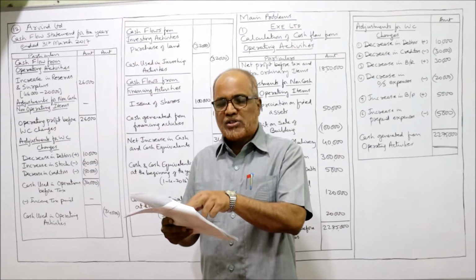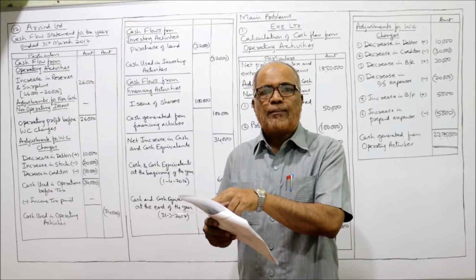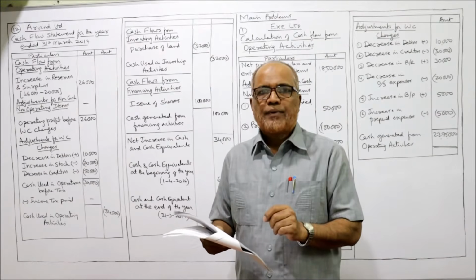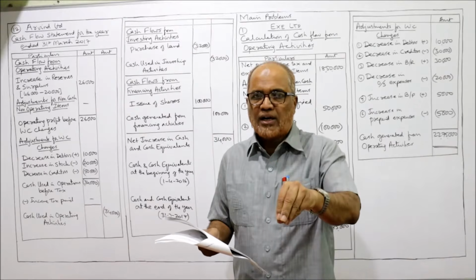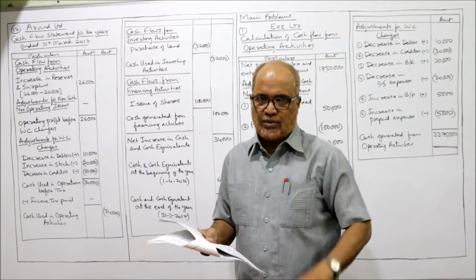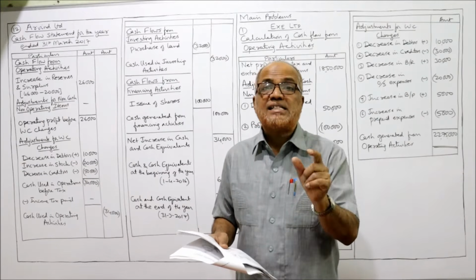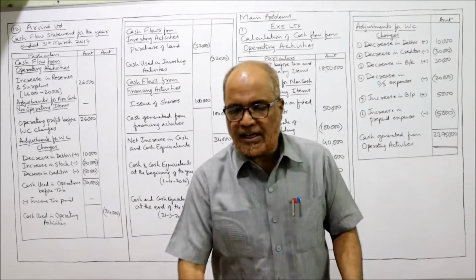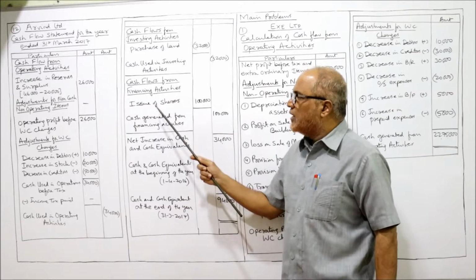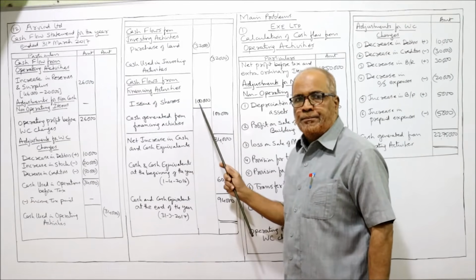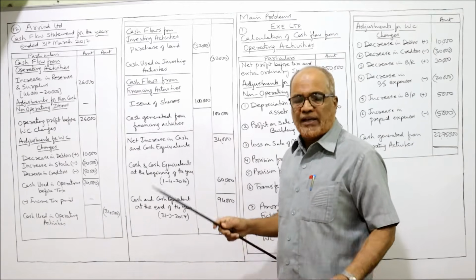So equity and liabilities. Shareholders fund. Share capital last year 4 lakh, current year 5 lakh. That means during the current year 1 lakh rupees shares were issued. So issue of shares will be taken in financing activity. See here, cash flow from financing activity. Issue of shares 1 lakh. When there is issue, there is inflow. There is inflow of cash 1 lakh.